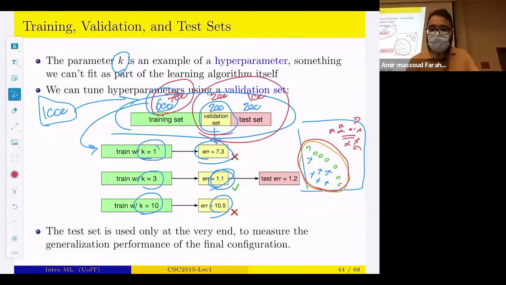Okay, so let me see. Lots of questions. Are there any hyperparameters in the KNN model apart from K? No, not the way that I described. If you choose, you can also think about the distance function and hyperparameterize it. But here I assumed the distance function is fixed, so it's not hyperparameterized.